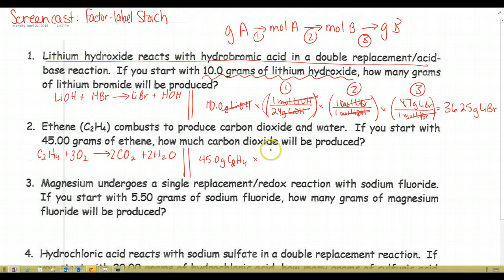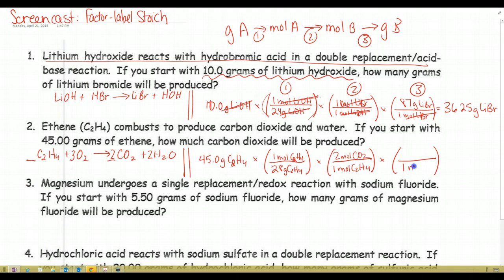C2H4. And again, I have to do 3 conversion factors, just like the previous problem, because I have to go from grams of A to moles of A. So I know that 1 mole of C2H4 is equal to 28 grams. From the periodic table, I know that carbon has 12 grams, and there's 2 of those, so that's 24, plus the 4 from hydrogen makes 28. Now I need another conversion. I have to go moles to moles, so 1 mole of C2H4 is to 2 moles of carbon dioxide.